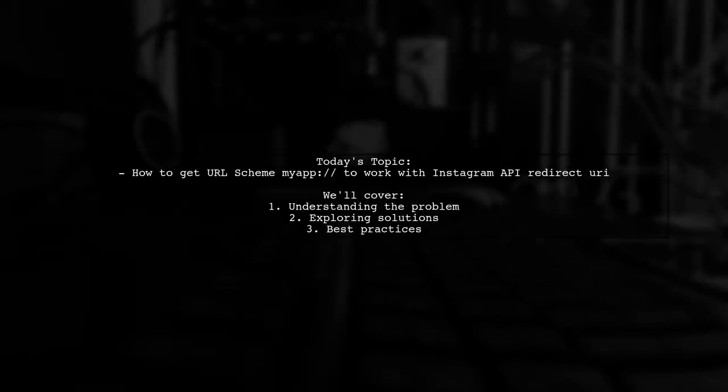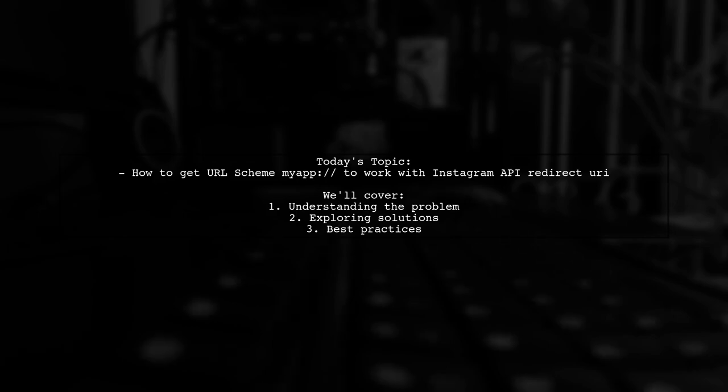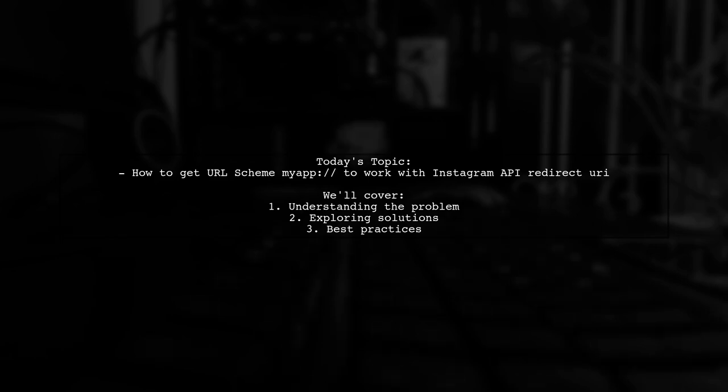Today, we're tackling a question that many new mobile developers encounter. Our viewer is trying to integrate Instagram authentication into their app, but is facing a hurdle with the redirect URI. They have successfully set up their URL scheme, which opens their app when they type myapp:// in Safari. However, when they attempt to use this URL as the redirect URI in the Instagram API, they receive an error message stating "enter a valid website."